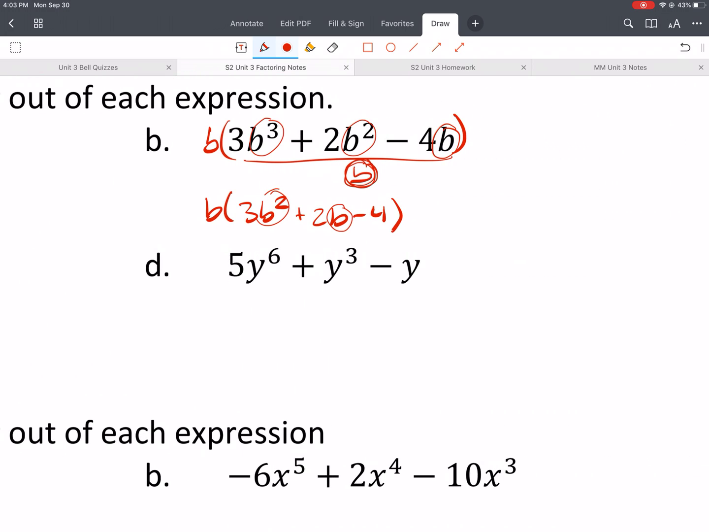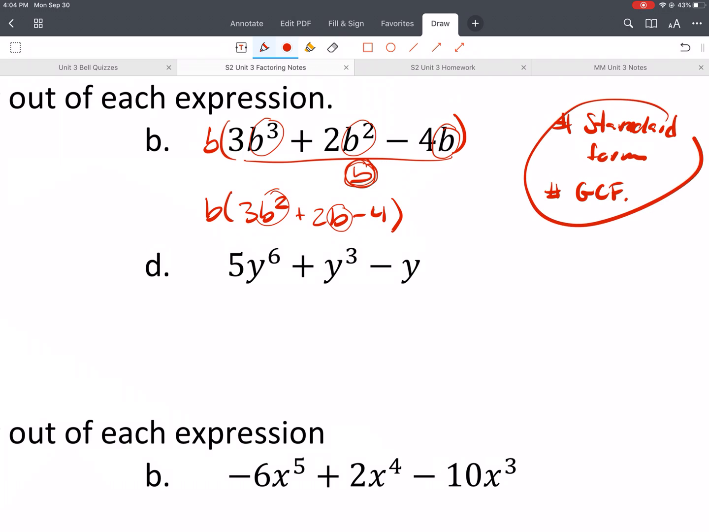And then D, greatest common factor. It's in standard form. So the first thing will always be, number 1, standard form, and then after that we'll always check and see if we have a GCF. Always, for the whole unit. Standard form first, then GCF. And a leading negative includes the GCF.